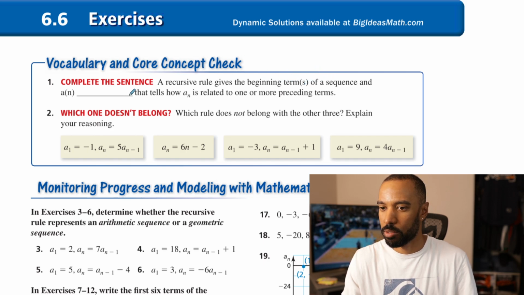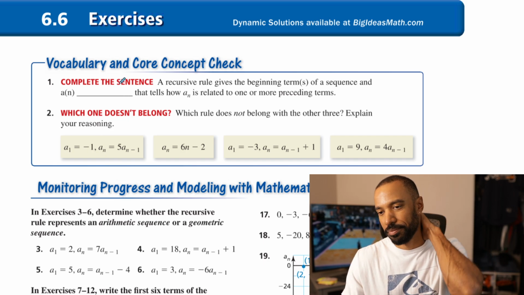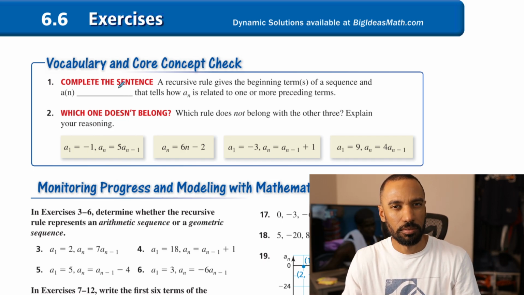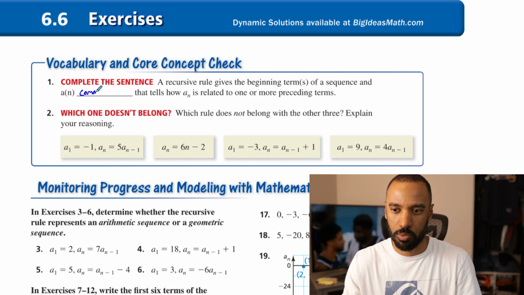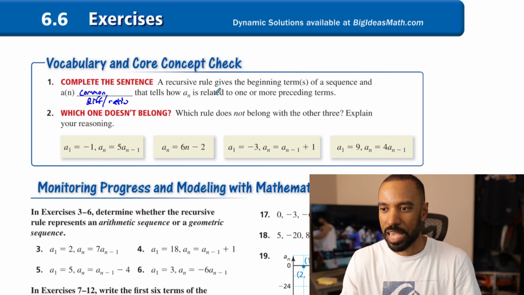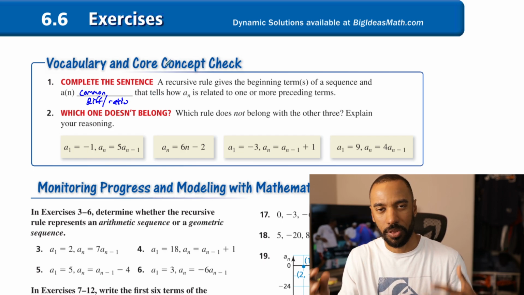Gives the beginning term or terms of a sequence and I want to say common difference or ratio. I don't know specifically if that's going to be the answer, but I'll say common difference or ratio, because it depends on whether it's arithmetic or geometric. That tells how it's related to it. So you have to apply that rule there.